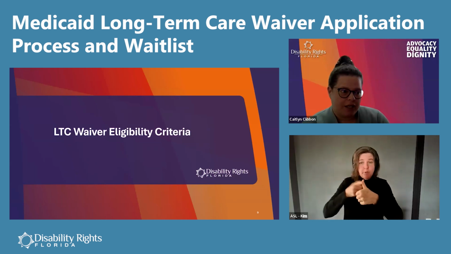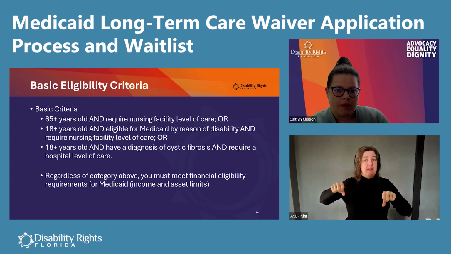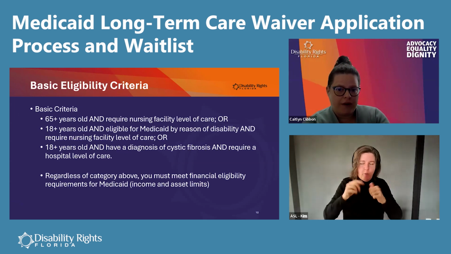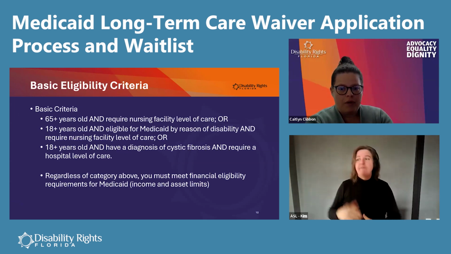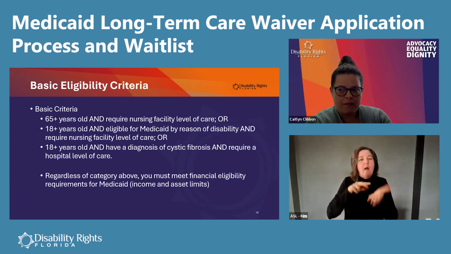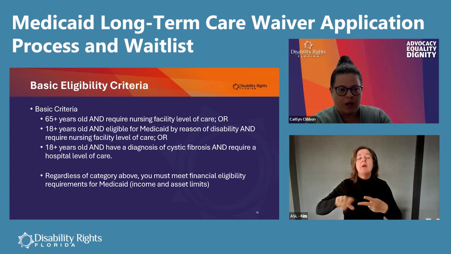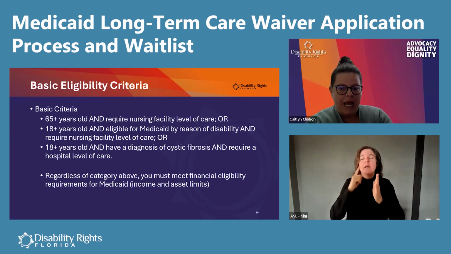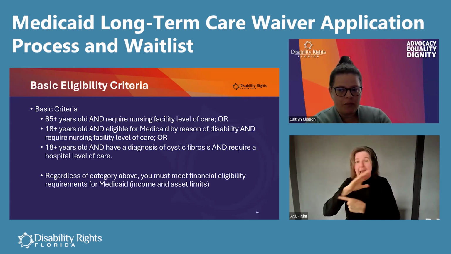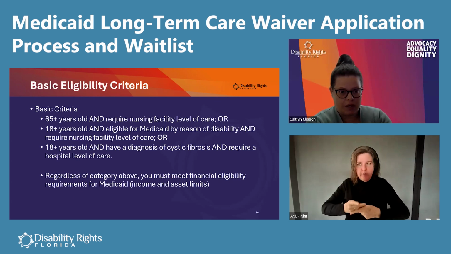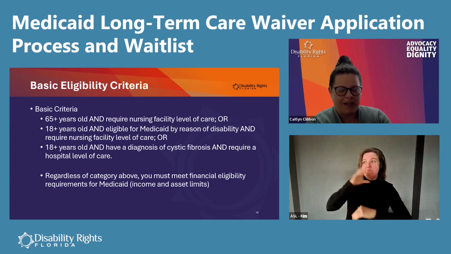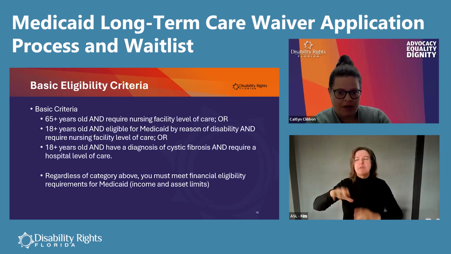First, the eligibility criteria for the long-term care waiver. It depends on your age what the criteria are. For those who are 65 years old or older, you must also require a nursing facility level of care. Other individuals, folks who are 18 years of age or older, can qualify if you are also eligible for Medicaid by reason of disability and you require that nursing facility level of care. A person 18 years old or older can also qualify if they have a diagnosis of cystic fibrosis, and they require a hospital level of care.